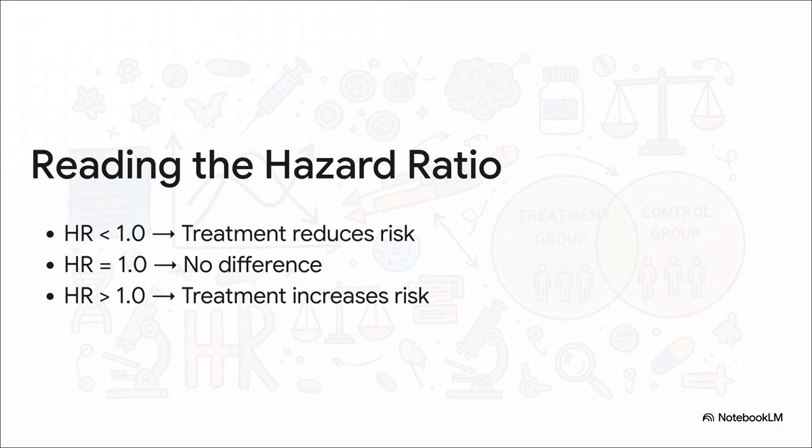Okay, so how do you actually read this number? It's actually super simple, and this is maybe the most important takeaway. If the hazard ratio is less than 1.0, that's good news. It means the new treatment is reducing the risk of the event. If the HR is exactly 1.0, well, that means there's no difference at all between the two groups. And if it's greater than 1.0, that's not what you want to see. It means the new treatment is actually increasing the risk compared to the standard.